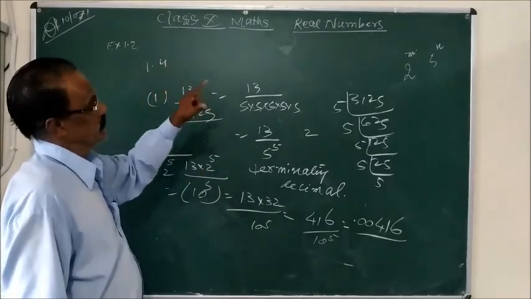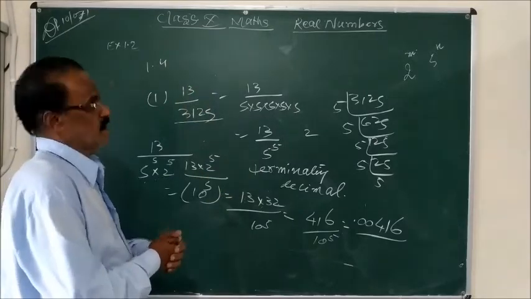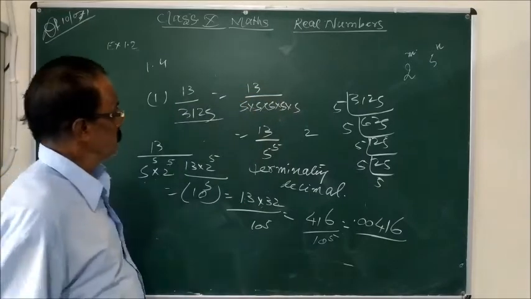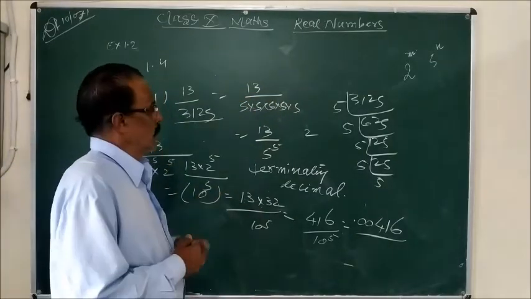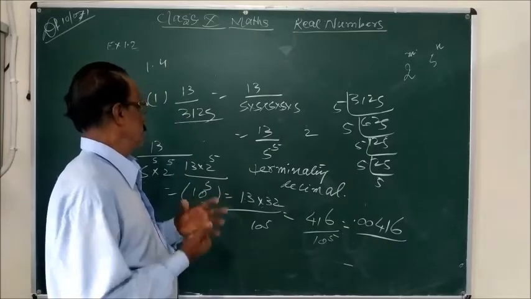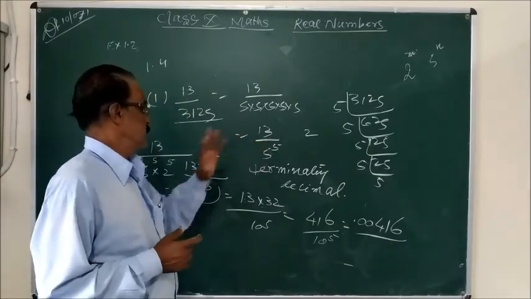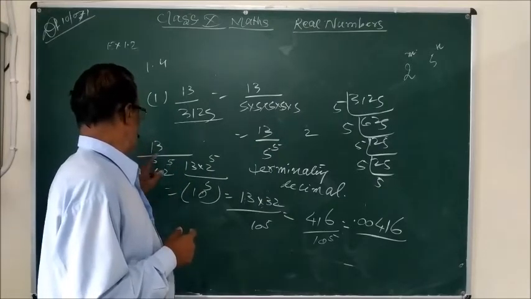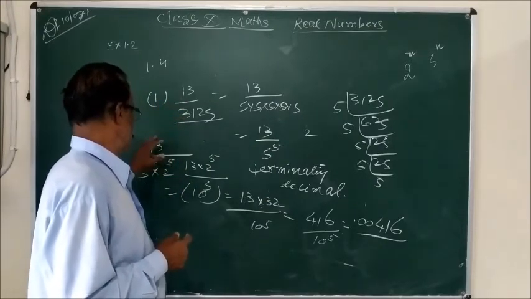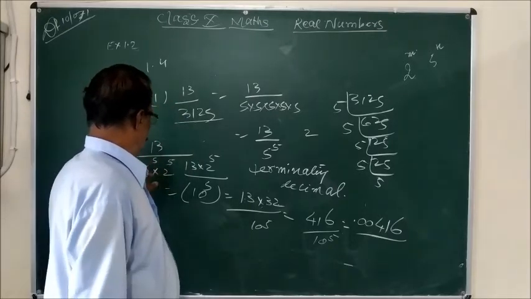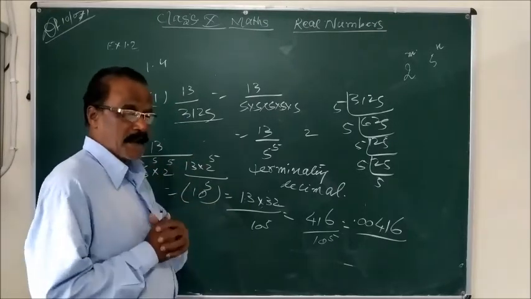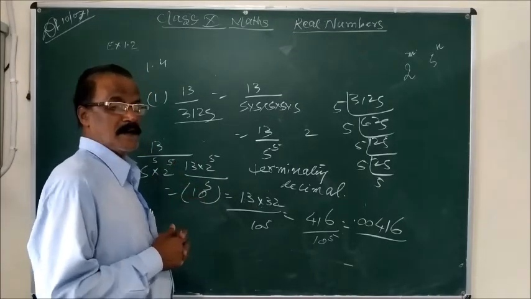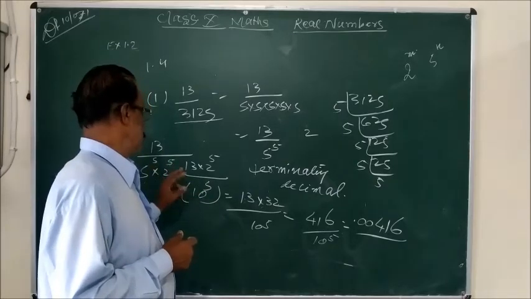So in question number 1.4, without actual division, how will you find whether it is a terminating decimal or a non-terminating repeating decimal? If the prime factorization of the denominator is 2 power n, 5 power n, it will be terminating, otherwise no. And if it is terminating, you convert into decimal. So the first portion is completed, terminating decimal, and now you have to change into decimal. For changing the given rational number into decimal, you have to obtain the denominator as a power of 10. So we are getting 5 power 5, so you will multiply by 2 power 5. So you will get 10 power 5.